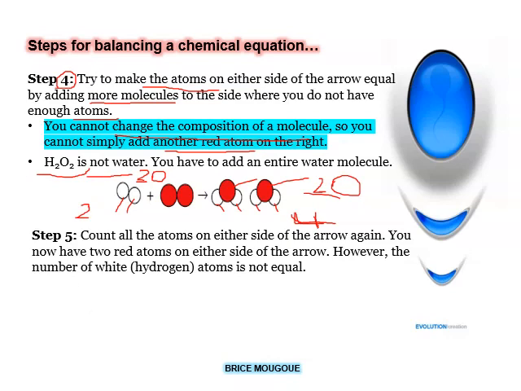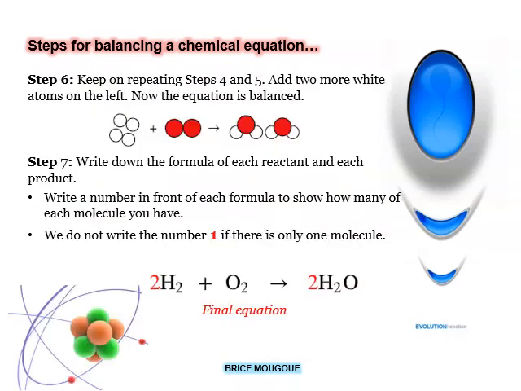To fix the problem with hydrogen, we'll keep on repeating step 4 and step 5, which respectively meant that we'll keep on adding more molecules and later on counting the atoms on either side. We'll keep on adding more molecules to try and balance up, and later when we're doing the balancing, we'll count the number of atoms on either side to make sure that everything matches or balances out. So that's what we will be doing here.